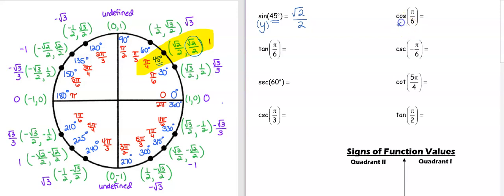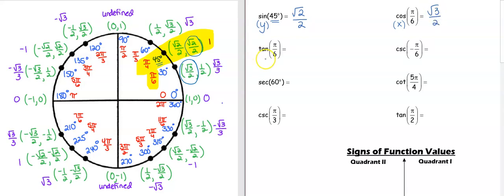Cosine says I'm looking at the x coordinate, and I'm looking at pi over 6. So again, we're going to go back to our unit circle. Here's pi over 6. This is my pi over 6 location. Because it's cosine, I want the x coordinate there. So this is going to be root 3 over 2.